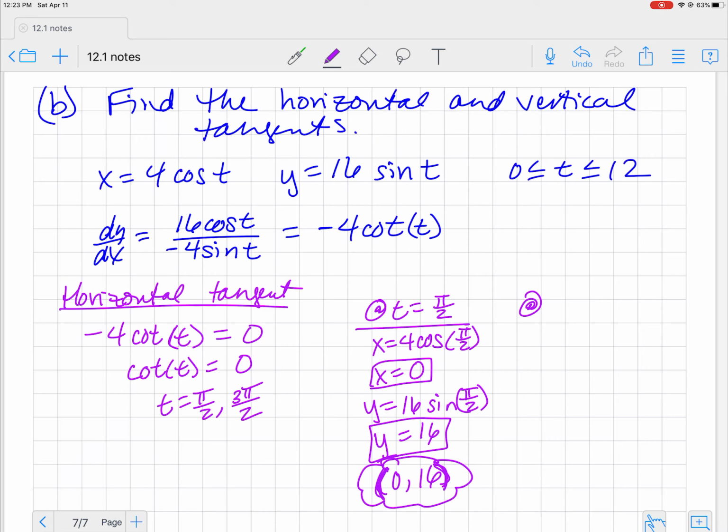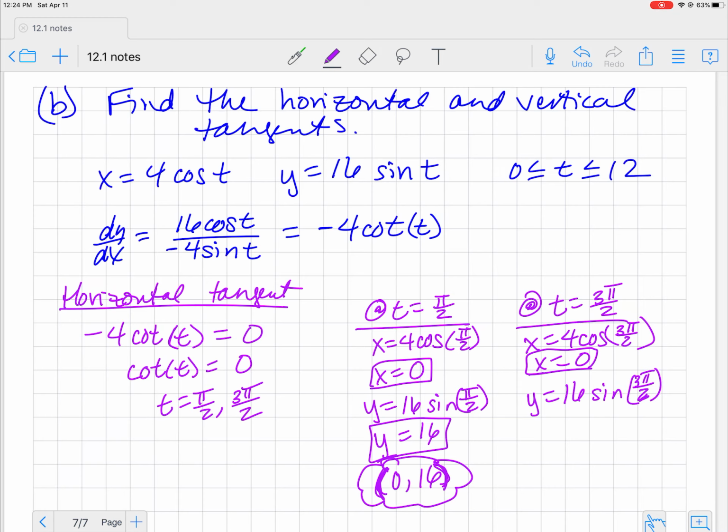Now let's figure out what's happening at 3 pi over 2. X is equal to 4 cosine of 3 pi over 2. Well, x is 0. That's nice and easy. Y is equal to, oh sorry, not even a 4, 16 sine of 3 pi over 2. So y is now equal to 16 times negative 1, which would be negative 16. So I have the coordinate point 0, negative 16.